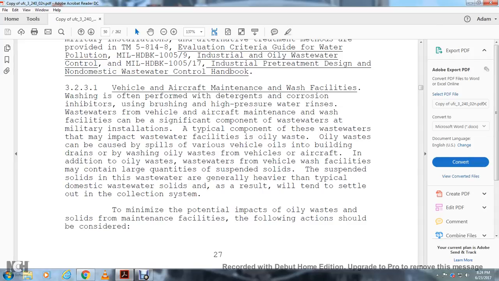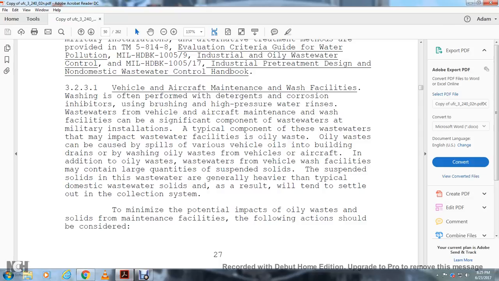Washing of the oil is often performed with a detergent, corrosion inhibitors, and high pressure water rinses of the wastewater vehicle. The aircraft maintenance wash facilities can be a significant component of the wastewater at a military installation. The main impact of the wastewater from these facilities is oily waste. Oily waste can be covered with the spill.